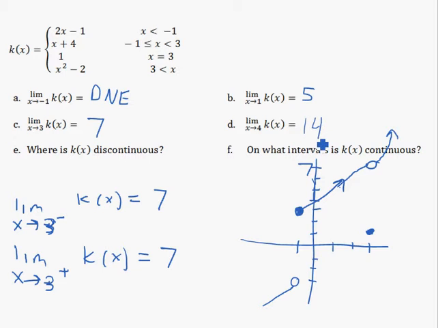Where is k of x discontinuous? Well, the graph really helps us see that very much. It's discontinuous at negative 1.